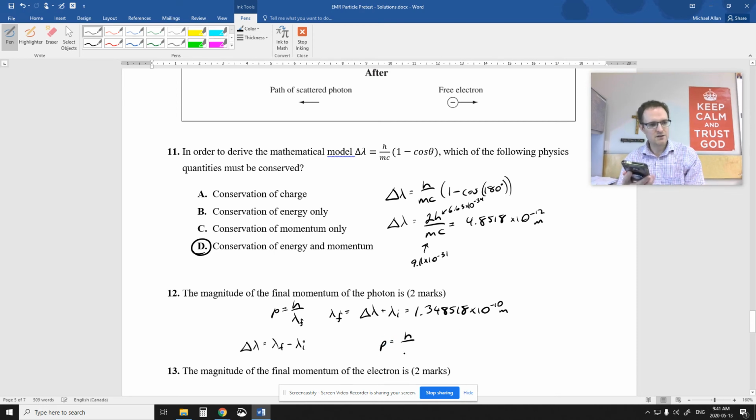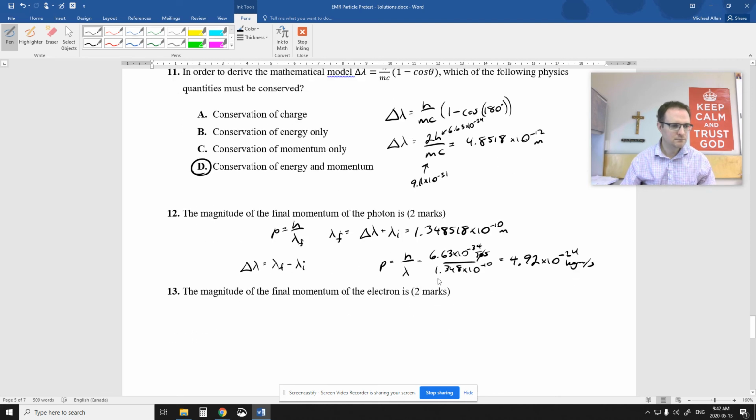And then I'm going to go h divided by lambda. Remember, you always use the 6.63 number to do this one. Oh, joule seconds, my bad. Okay, so we get a really small momentum, but that's fine: 4.92 times 10 to the -24 kilogram meters per second.